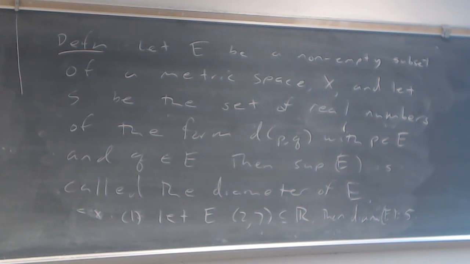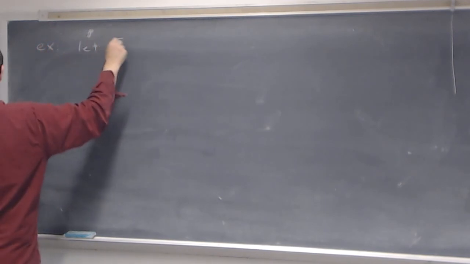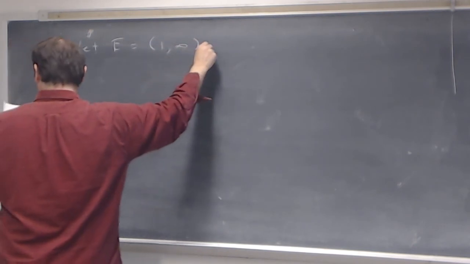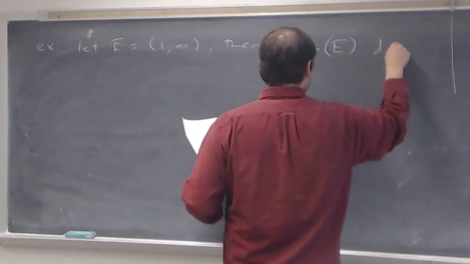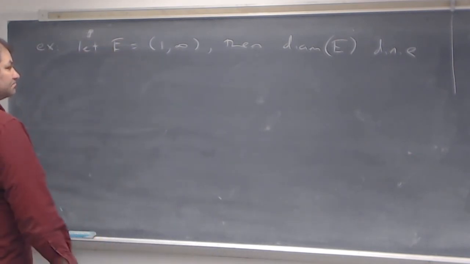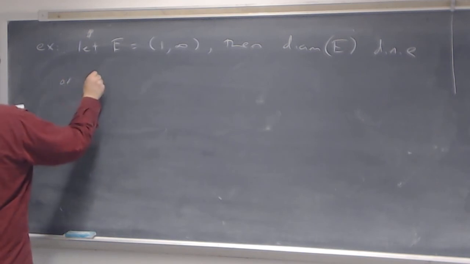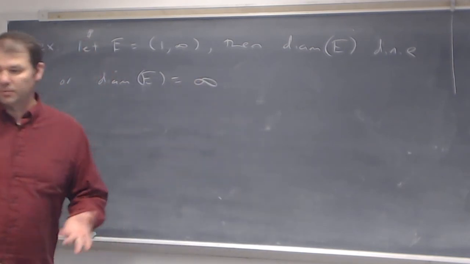Another example. If we let E be equal to 1 to infinity, then we could say that the diameter of E does not exist because the sup of all the distances between the points in this set doesn't exist. Or you could say that the diameter of E is equal to infinity. So it doesn't exist as a number, but we could say it's infinite.